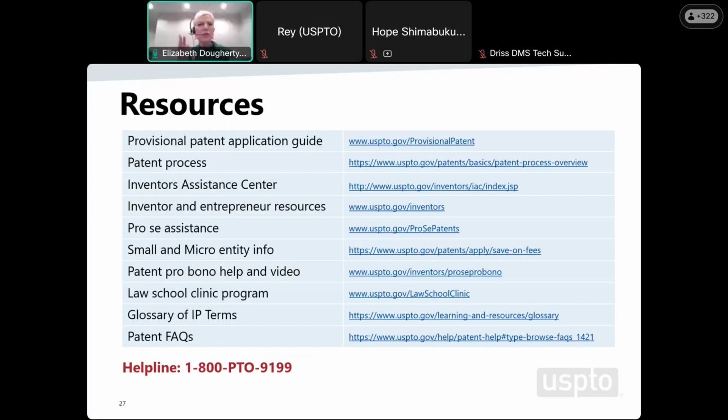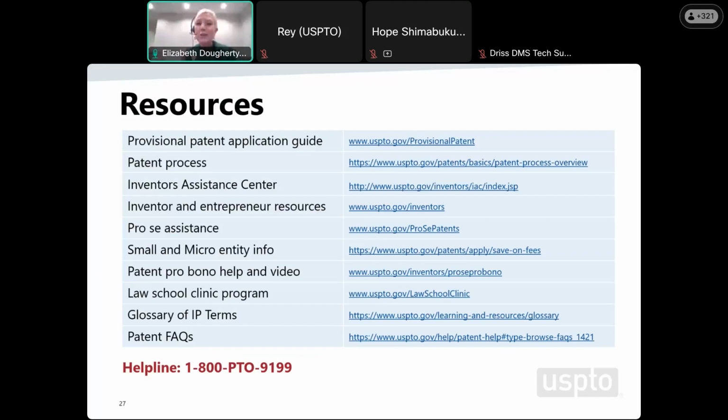For those who are looking to better understand whether you qualify as a small or micro entity, that can be found on our Patents Apply Save on Fees page. Who doesn't want to save, particularly in today's day and age. We do have a video for the Patent Pro Bono program that can help you discern whether or not you qualify and what exactly are the resources available through the Patent Pro Bono program. Our Law School Clinic program can be found on our website as well as on our state map. You can find the one that is in your location.